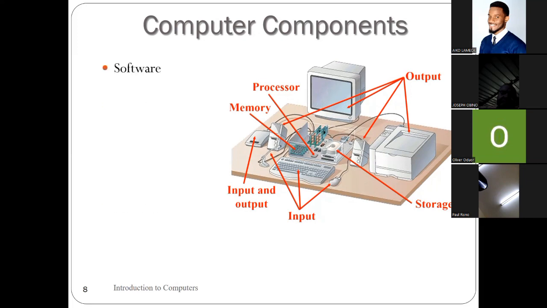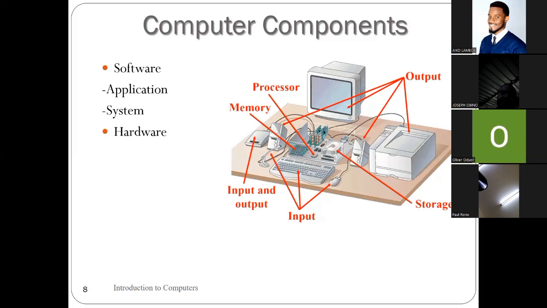Now let's look at how they are categorized. We have software, which you cannot touch, as it is inside the computer. We have application software and system software. We are going to look at this in detail in a bit.